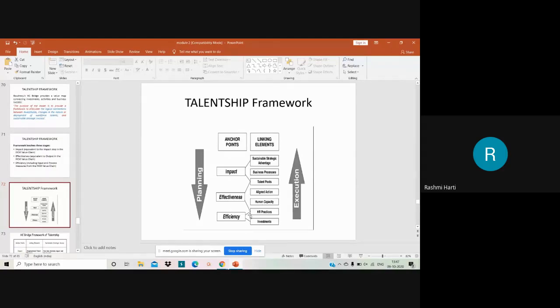So here, when we speak about efficiency, we go in for planning, proper HR practices, proper investment decisions, okay? When it relates to the functions of HR, investment in the functions of HR. When we speak about effectiveness, again, it speaks about HR practices, human capital, what you are having at present, aligned actions, what you take, and the talent pool, what you have. When you speak about impact on the business, it speaks about the talent pools, what you have, business processes, sustainable strategic advantages. Okay, so here the linking elements and the anchor points of the talentship framework.